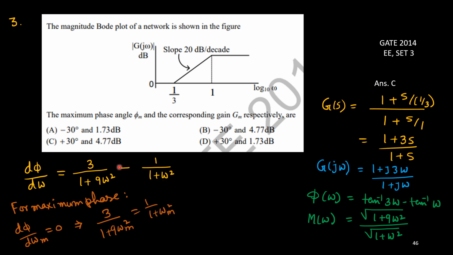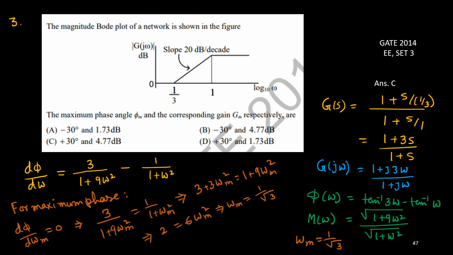Then we'll solve it. So that means this is equal to this one. 3 by 9 plus omega square equals, at omega m, where it is maximum, I'll consider. So this is the equation and we need to solve it. If we simplify it, we'll get omega equal to 1 upon square root 3. That is very simple. So omega m is equal to 1 upon square root 3.